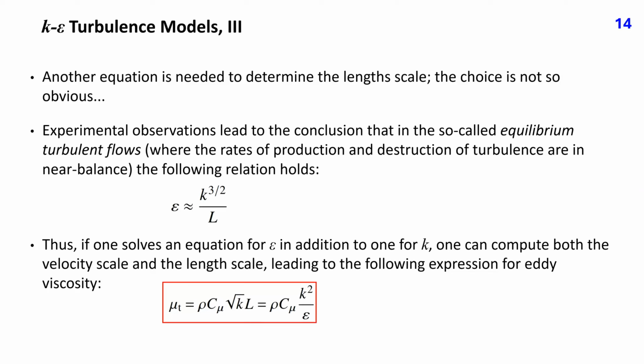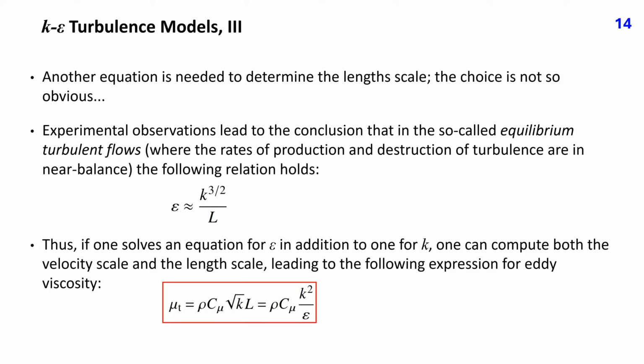Experimental observations lead to the conclusion that in the so-called equilibrium turbulent flows, the following relation holds. In equilibrium turbulent flows, the rates of production and destruction of turbulence are in near balance. This is the case in some fully developed flows, as will be shown in the next slide.